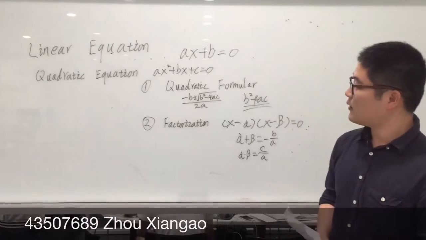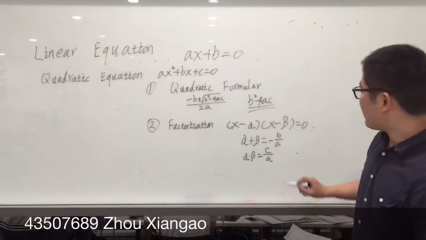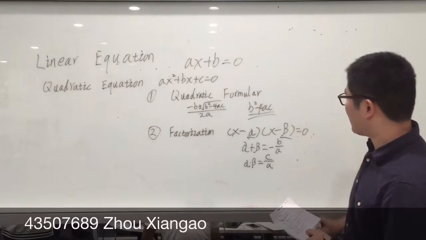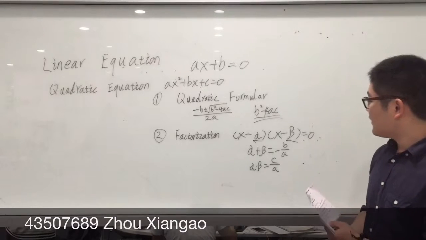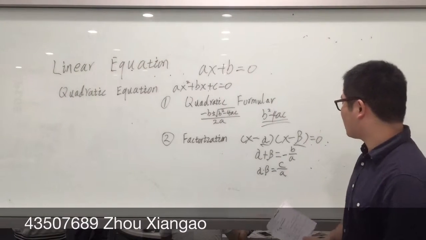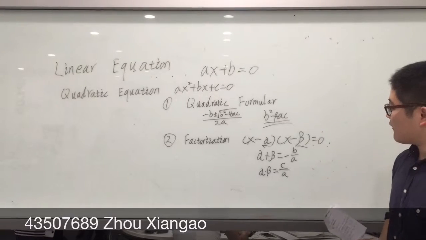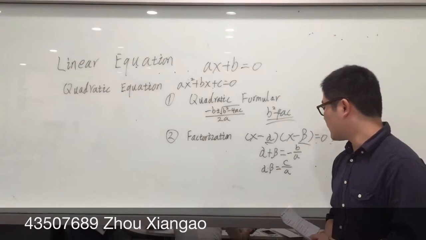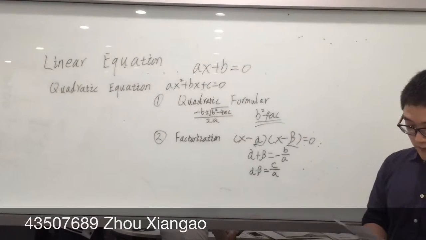The second one is factorization. There are two roots, alpha and beta. We should know that alpha plus beta equals minus b over a, and alpha times beta equals c divided by a.